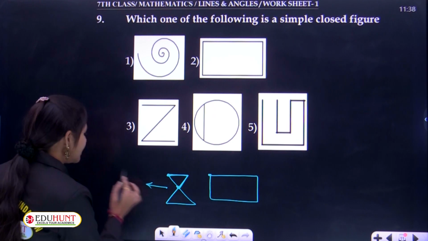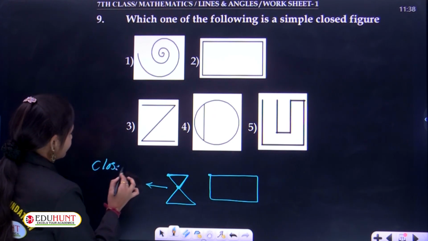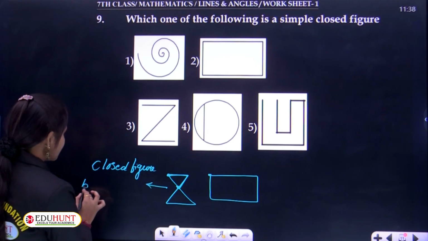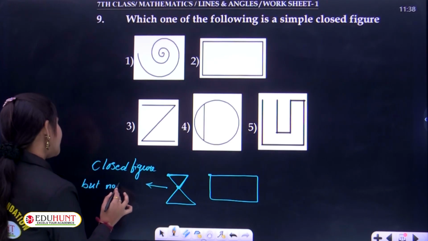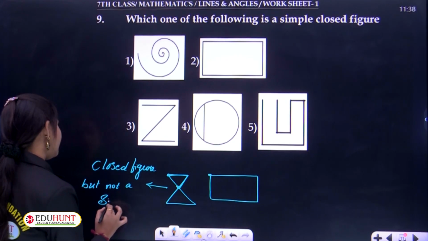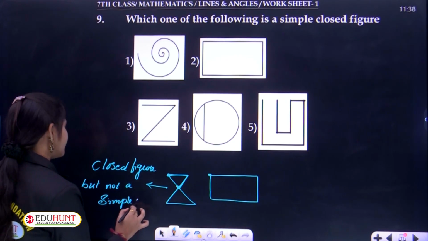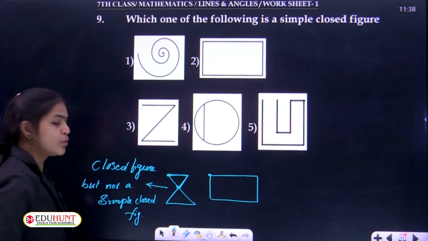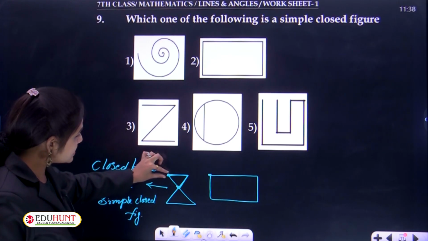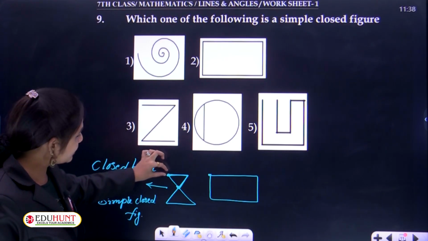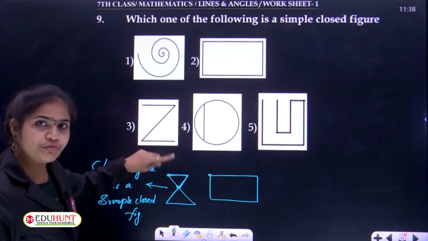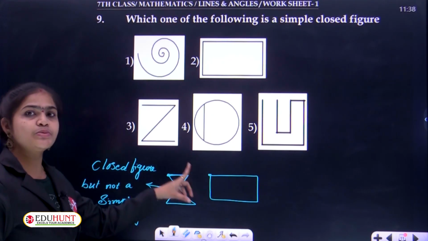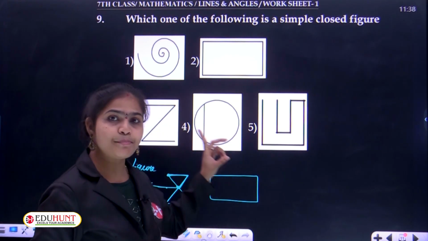This is a closed figure, but not a simple closed figure. What is the reason? This is a closed figure because the ending point and starting point are the same. Along with that, one more intersecting point is there. That's why that is a closed figure, but not a simple closed figure.